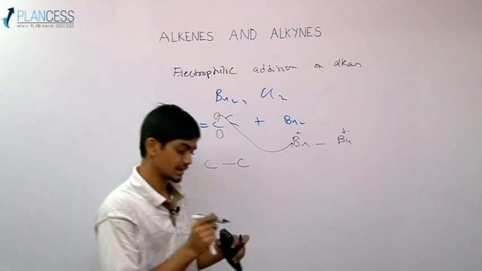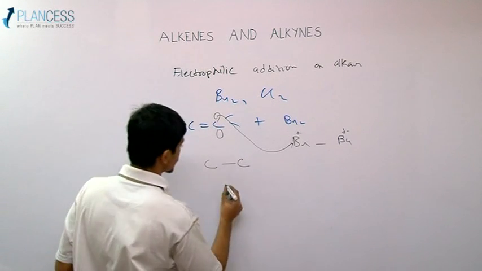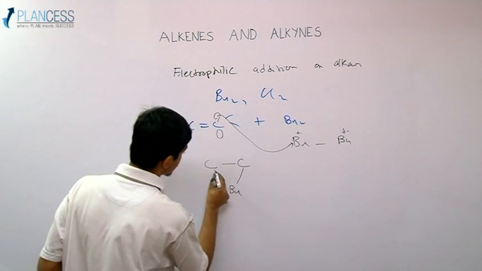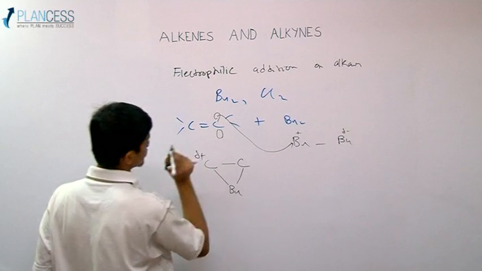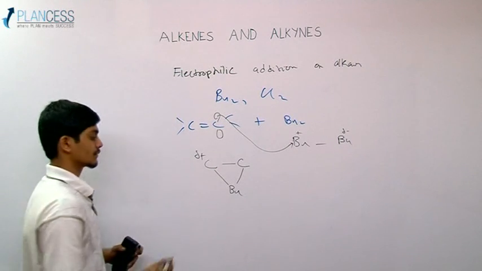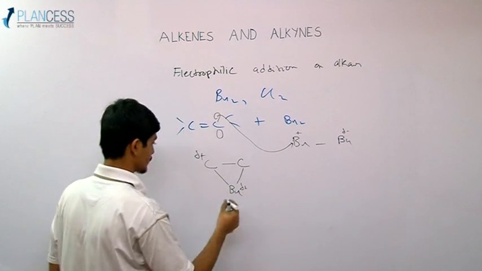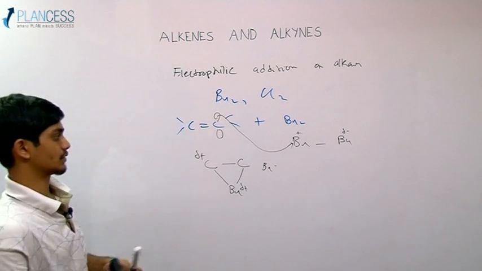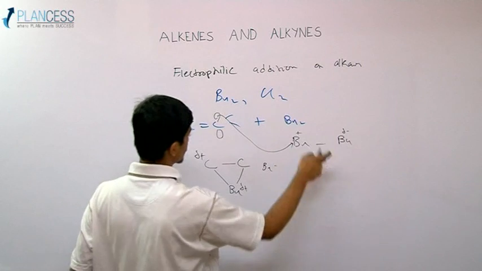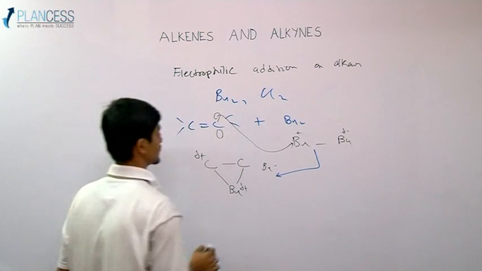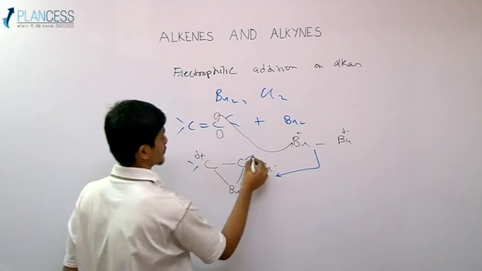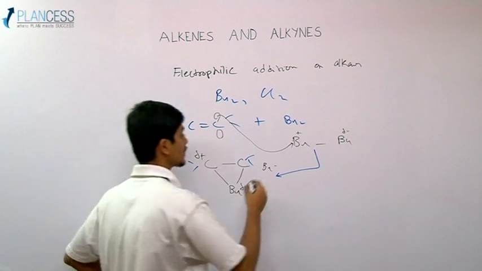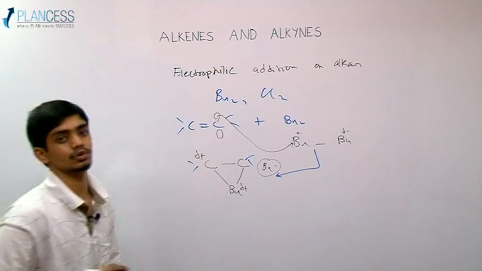So there is a different kind of intermediate, which is something like Br, C, with a delta positive charge over here, and a delta positive charge over here, and Br minus as usual. Once the electron density is donated, we get an intermediate like this, with four groups normally. Next we have this Br minus, which now acts as a nucleophile.